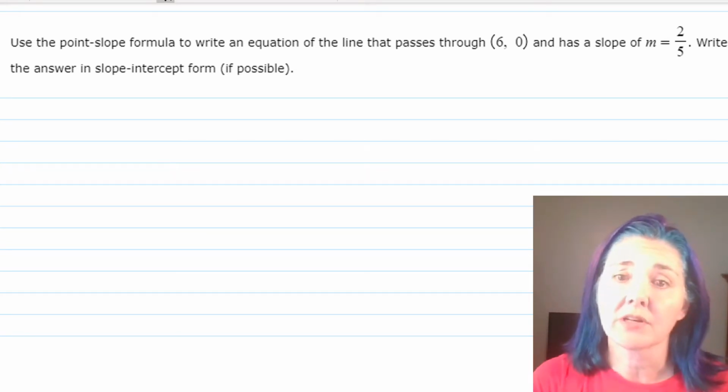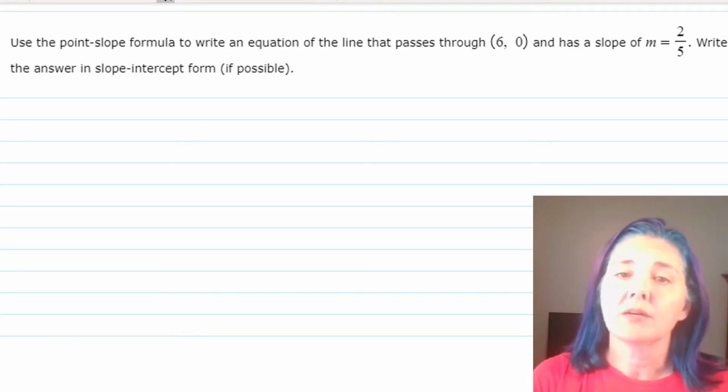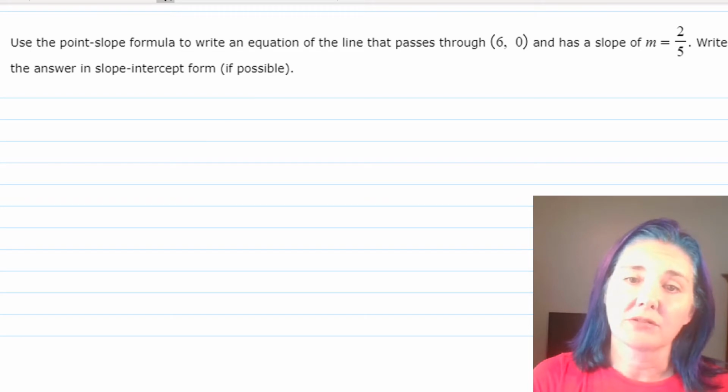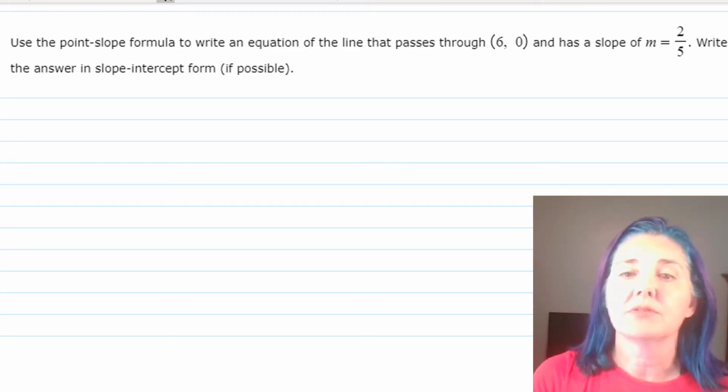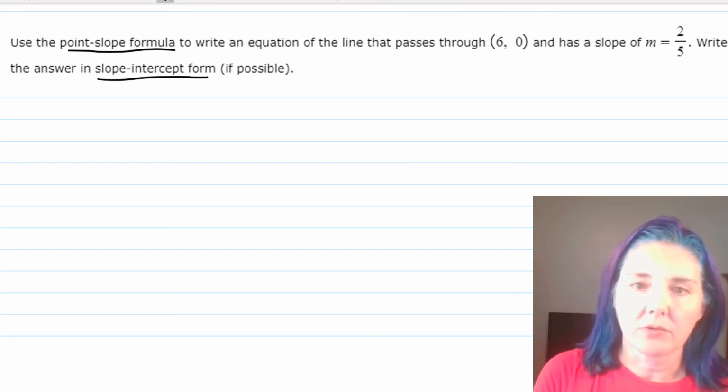In this video, we're going to talk about how to write the equation of a line when we're given a point and a slope. In particular, in this problem, we've been asked to use two forms of the equation of a line: the point-slope form and the slope-intercept form.